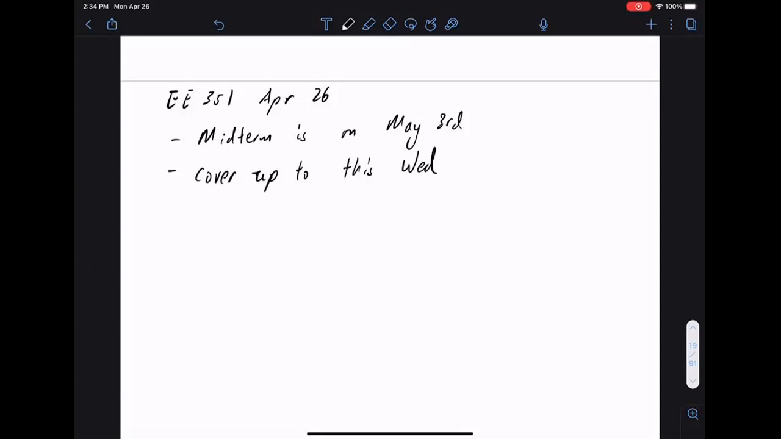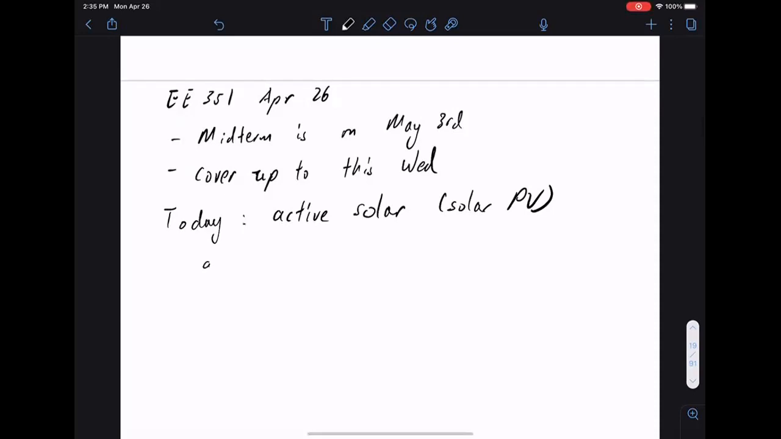So today, what we'll do is we'll finish up on solar. Today we'll look at something called active solar. This is what's more commonly called solar PV. What this means is basically a solar generation that creates a current. So the goal is really to do the following.